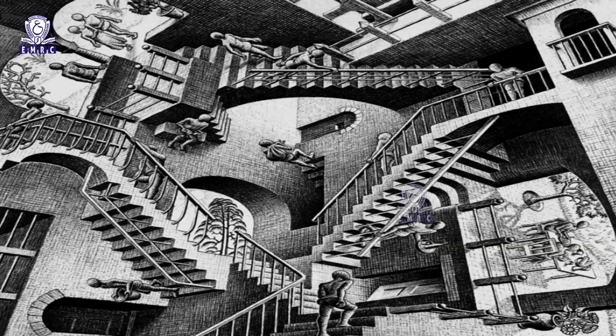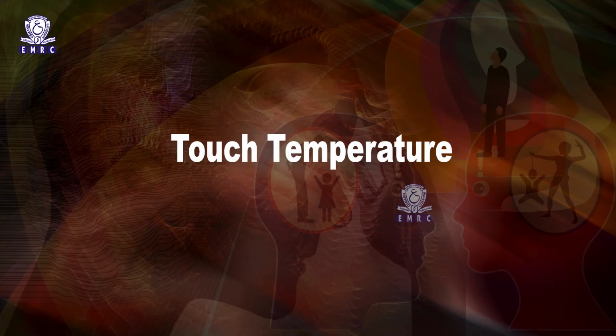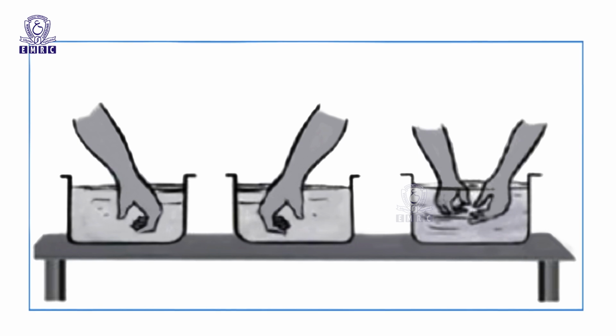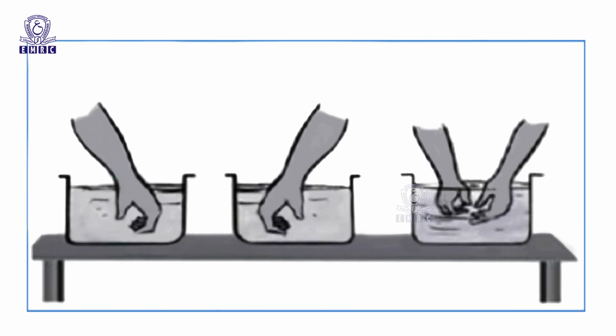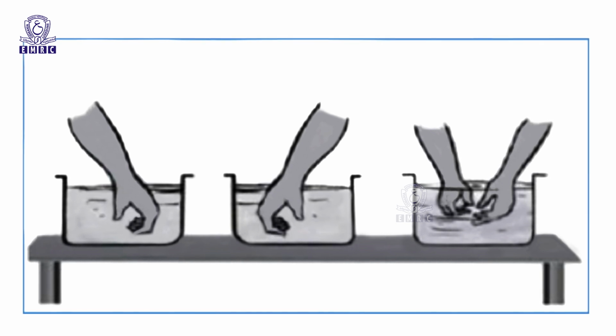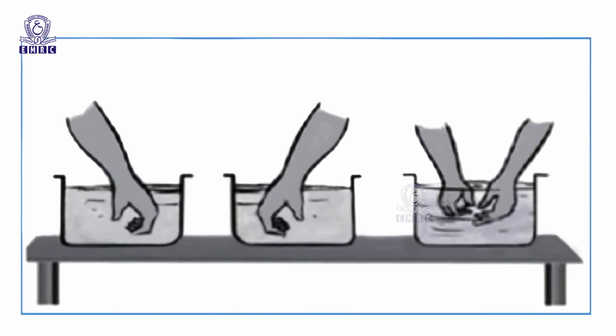Illusions are not limited to visual processes. Instead, there are many examples of illusions for our other sensory modalities. One of the well known illusions that you can demonstrate yourself is that of touch temperature. Figure showing illusions for other sensory modalities. First, place one hand in a container of hot water and the other hand in cold water. Then place both hands in a container of lukewarm water.